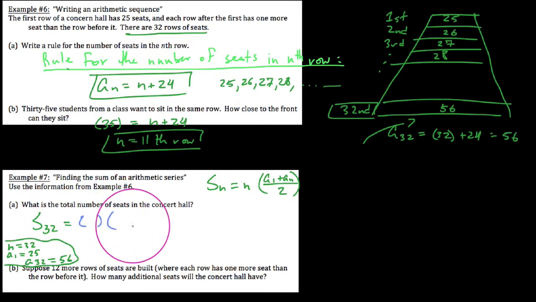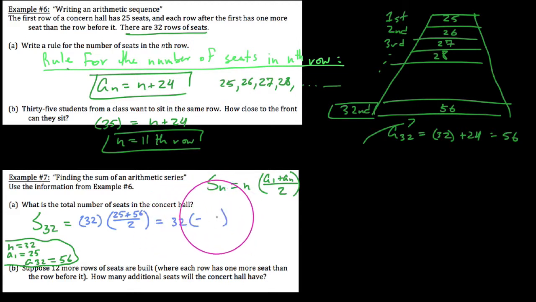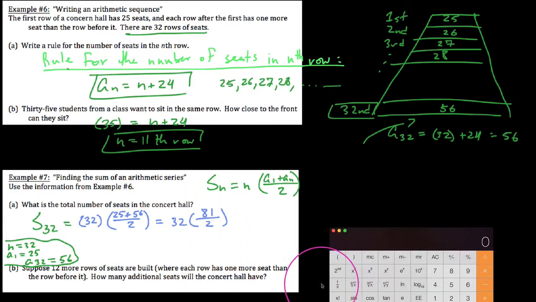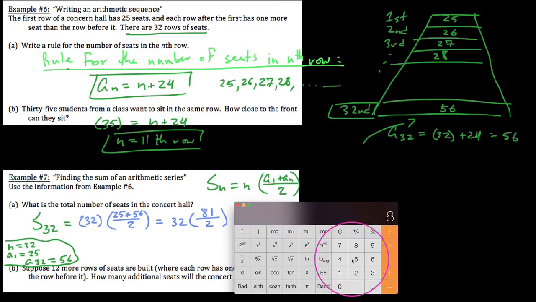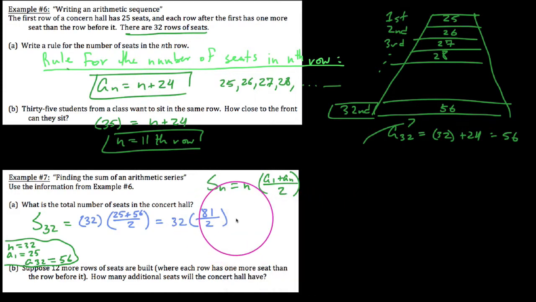We say, all right, n times the average of the first and last term, where n is 32. There are 25 seats in the first row and 56 seats in the last row. We need to average those. Cleaning this up a bit, we get 32 times, all over 2, 25 plus 56, which is 81. So we get 81 over 2. For the sake of convenience, I'm going to pull out a calculator. If we take 81 divided by 2, and then take that times 32, we determine that there must be 1,296 seats here.